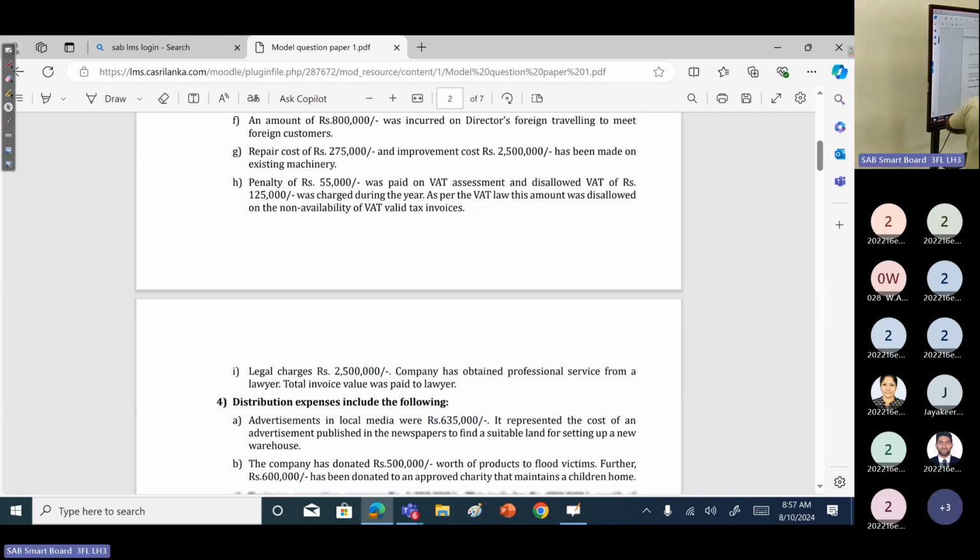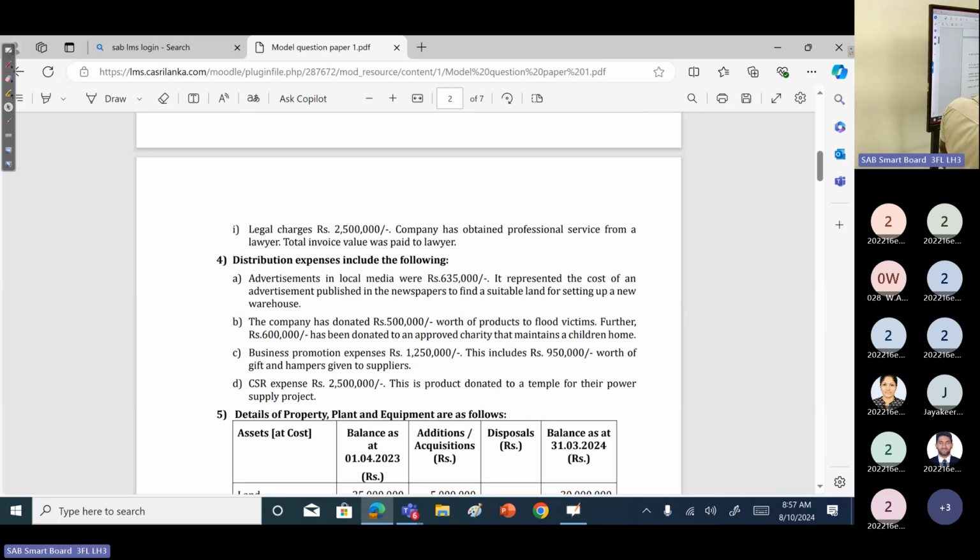Legal charges: professional services obtained from a lawyer. The invoice value was paid to the lawyer. So they have incurred some legal charges, maybe for formation of a contract or something like that. Right? So they have paid that expenditure. Tell me whether we can deduct or not. No. Reason? That's the point, yes. There's a hidden point given here.